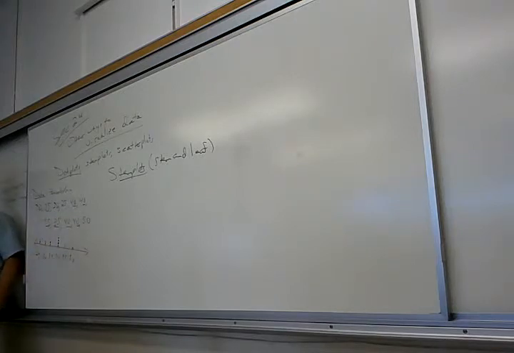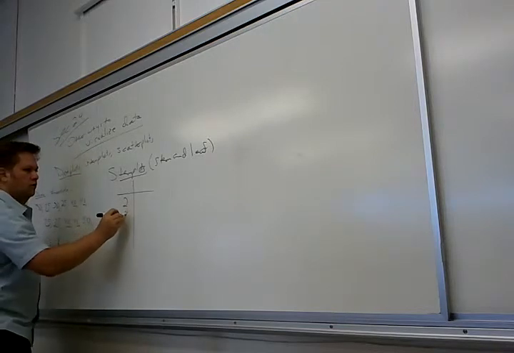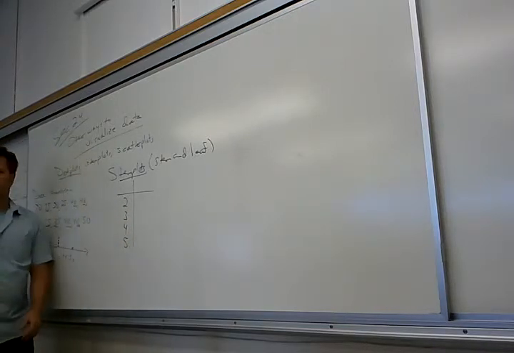The stems are the first part of the number. And you actually have a lot of flexibility if you have decimal numbers, if you have large numbers. You have a lot of flexibility in what you want your stem to be. In this case, it's pretty straightforward. My stems are 2, 3, 4, 5. And the leaves are the options for the second digit coming off of that. So my stem plot will look like this: 2, 3, 4, 5.